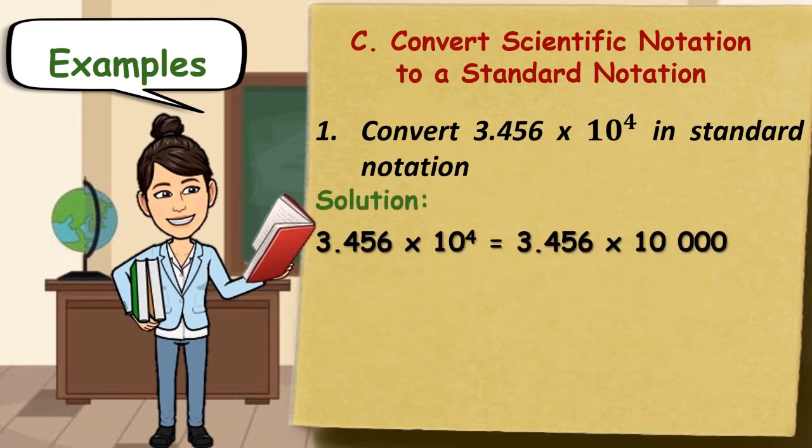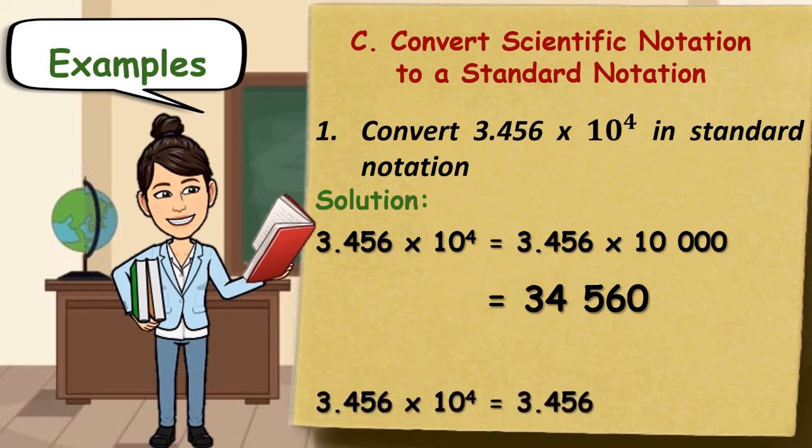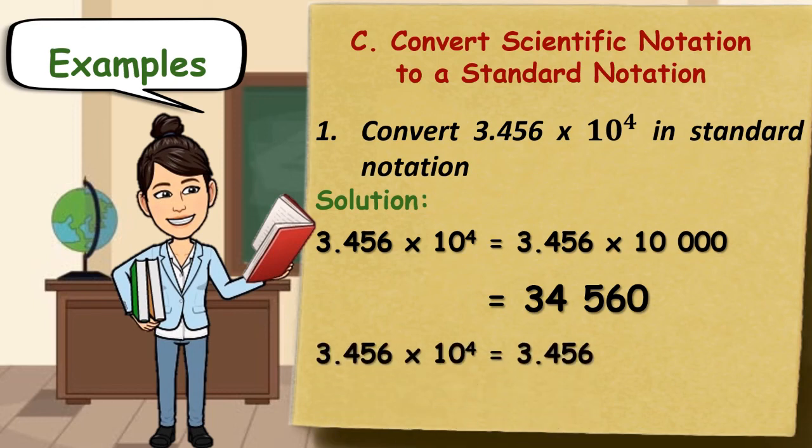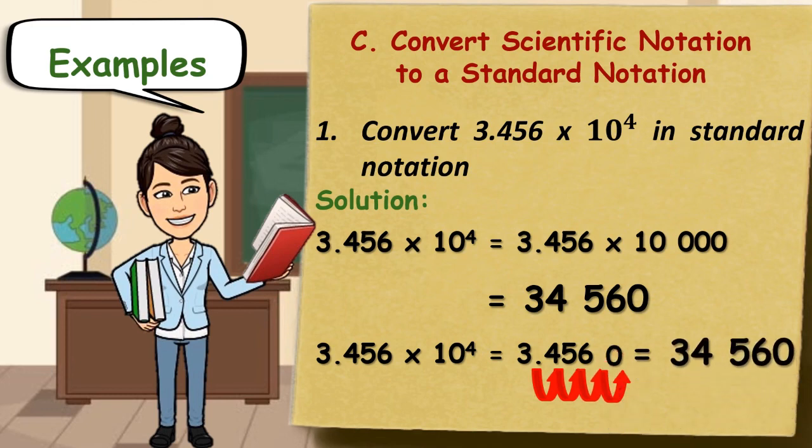3.456 times 10 raised to 4 is the same as 3.456 times 10,000, which is equal to 34,560. Or since you are multiplying a power of 10 positive, just move the decimal point 4 units to the right. Starting here, we have 1, 2, 3, 4. So we got the same answer, which is 34,560.